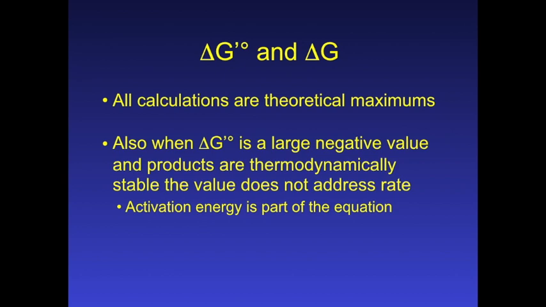And even though we could get negative delta G's, it doesn't address the activation energy. And so even though it wants to spontaneously go, that doesn't necessarily mean it can get there if the activation energy is too high. This is why we use enzymes, to lower that activation energy so we can get to equilibrium faster.